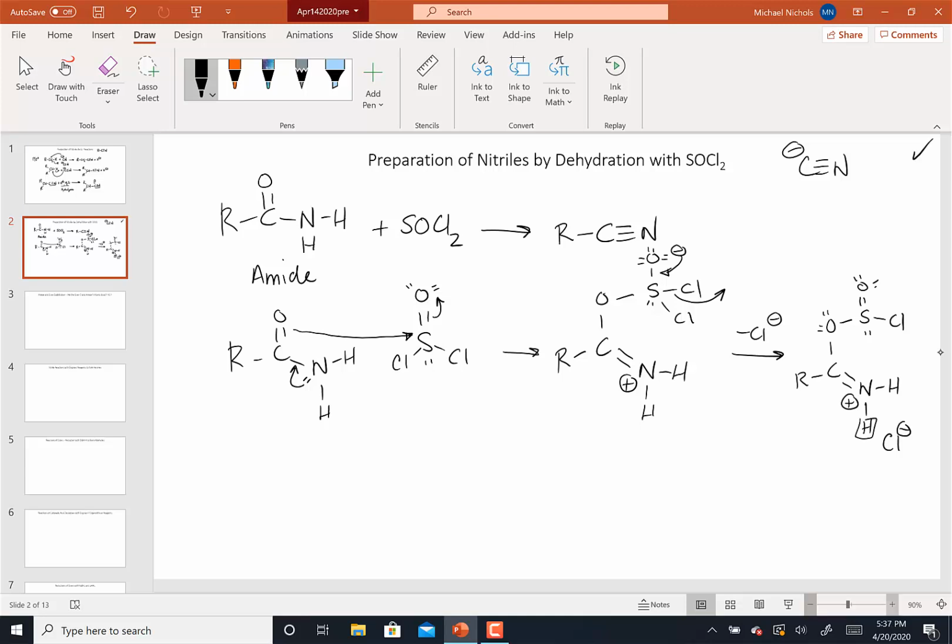So the chloride basically is not going to act as a strong base. It's going to pick up the proton. So in this case, what's going to happen is I'm going to simply lose this H plus, and the chloride is going to pick it up. So I'm going to end up basically eliminating HCl from this.